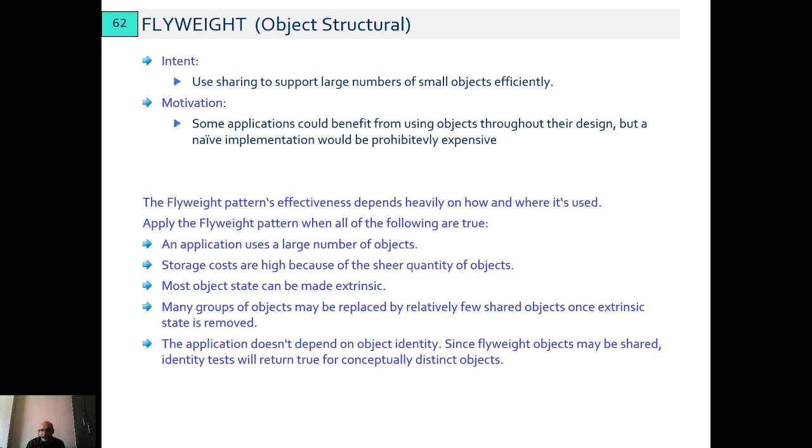The flyweight pattern is used when the application uses a large number of objects, like web applications which are heavily used, right? Storage costs are high, isn't it? It's a server-level bulky system, right? So the sheer quantity of objects is coming in there. Most object state can be made extrinsic rather than remaining intrinsic. That is, publication of object state is happening.